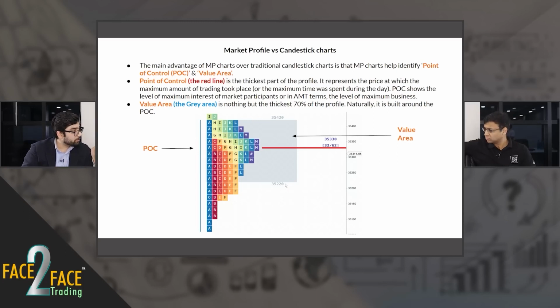Buyers ज़्यादा strong हैं या sellers ज़्यादा strong हैं, buyers कितने aggressive हैं, value नीचे बन रही है या ऊपर बन रही है. अगर नीचे बन रही है तो इसका मतलब है कि sellers बहुत aggressively आ रहे हैं, और अगर ऊपर बन रही है तो इसका मतलब है कि buyers बहुत aggressively आ रहे हैं.